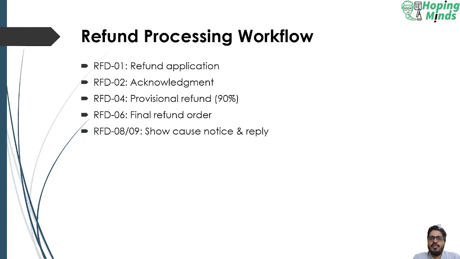Then refund processing workflow. In RFD 01, refund application is filed. RFD 02, acknowledgement will be generated. RFD 04 is a provisional refund, that is 90% of the total refund claimed. Then RFD 06 is the final refund order. And finally RFD 08 or 09 is the show cause notice or replies.